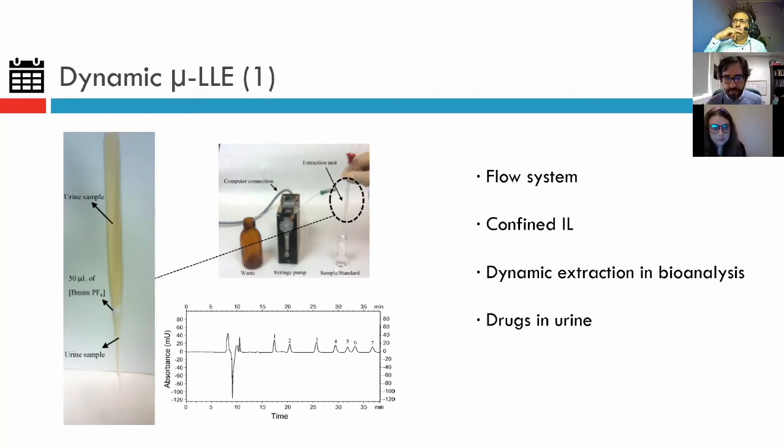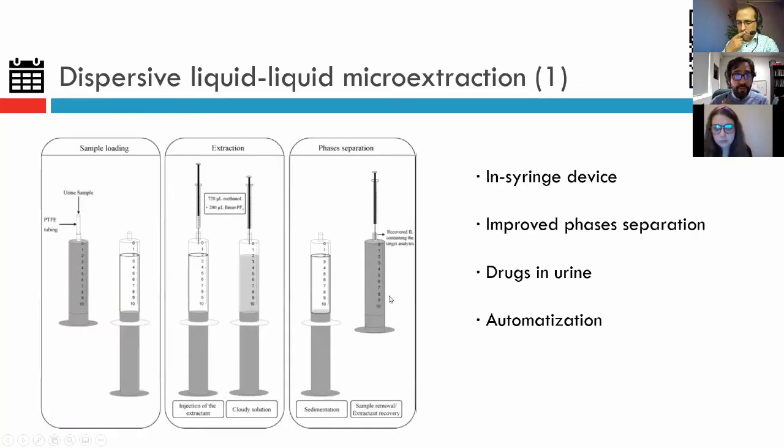So the process is very simple. We automated it using just a syringe pump, and we apply that for the analysis of drugs in urine very easily. And you can see here a characteristic chromatogram for this application. In the third approach, in the microliquid-liquid extraction, I'm going just to present ideas, not the application or data or whatever, because it depends if you are interested in the application or not. But this is just ideas that you can apply in other analytical problems.